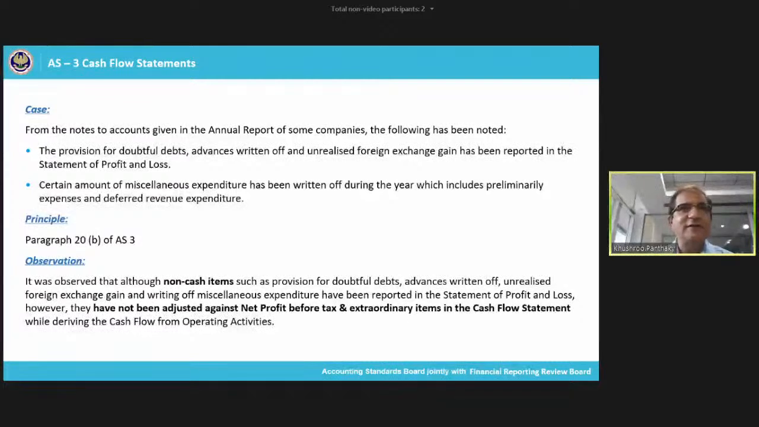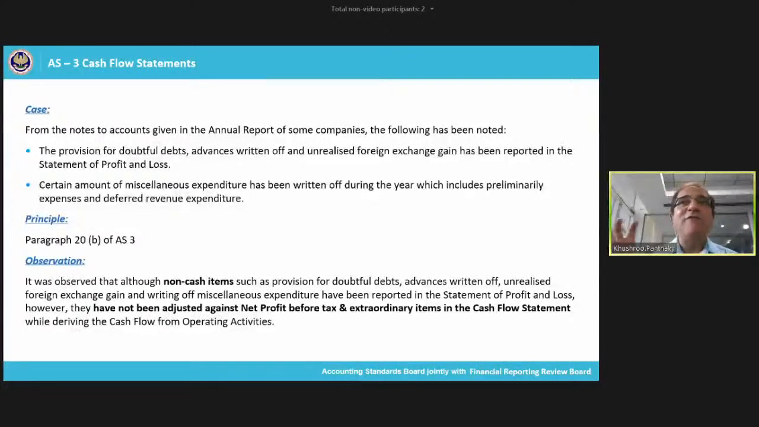However, I think as far as the right way of doing it is concerned, if you look at the comments or the observation, it says very clearly that although the non-cash items, such as your provision for doubtful debts, your advances written off, your unrealized foreign exchange gain, and whatever, they have not been adjusted against the net profit before tax in the cash flow statement while deriving the cash flow from operating activities.